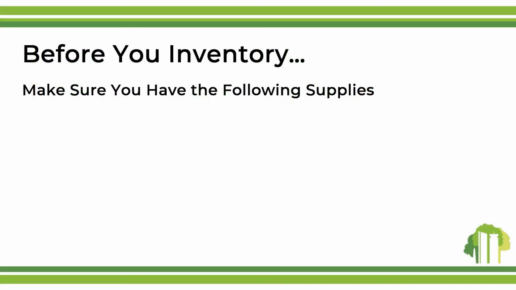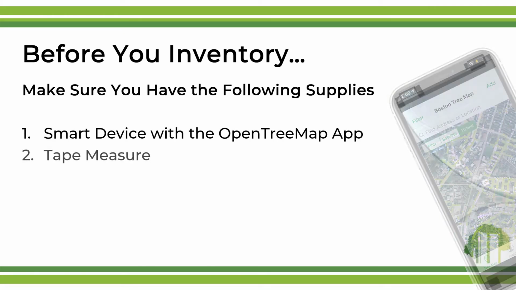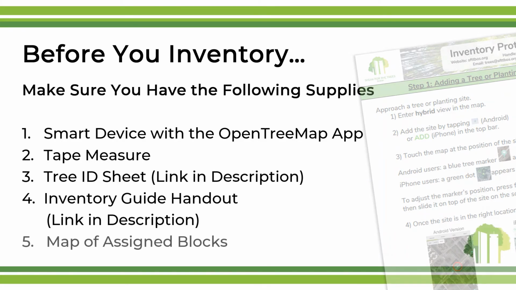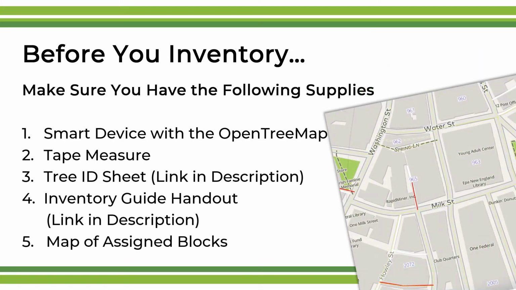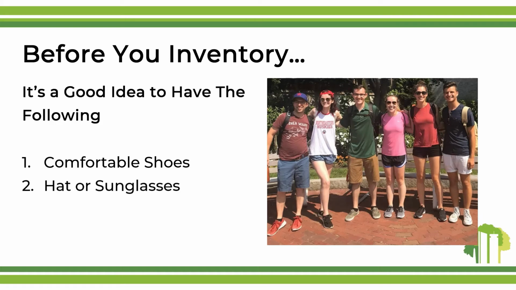Before you start inventorying, you will need a few things: a smart device with the Open Tree Map app, a tape measure, the Speak for the Trees Tree ID Guide, available online to view and download. See the link in the description below to access it, the Inventory Guide handout, and a map of assigned blocks. The following items are not required, but can make your inventory process easier and more comfortable. They include comfortable shoes, a hat or sunglasses, sunblock, and a bottle of water.